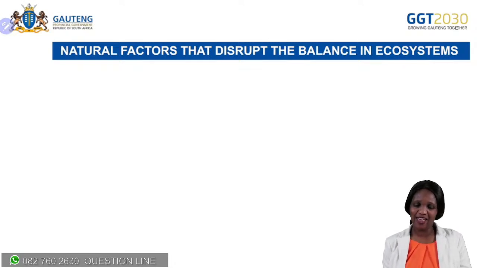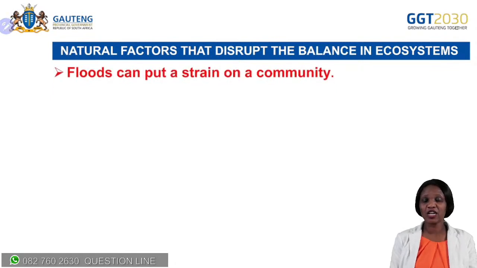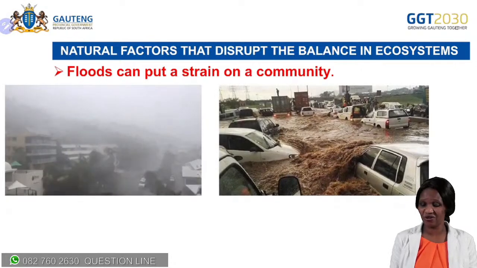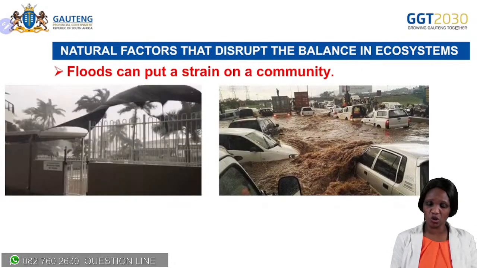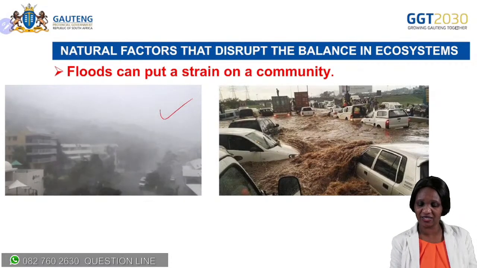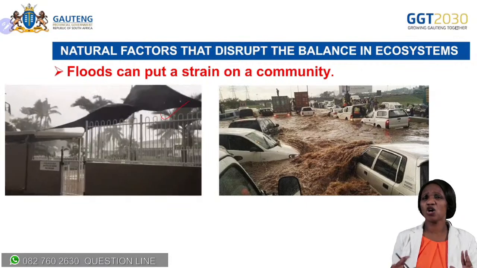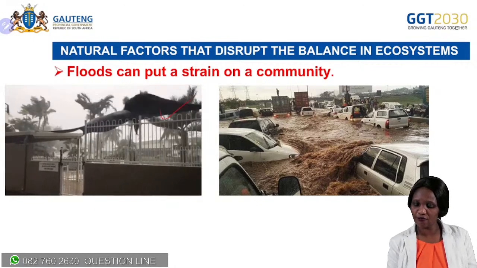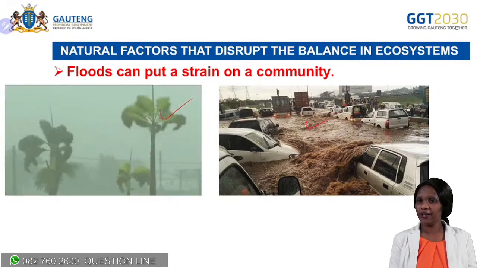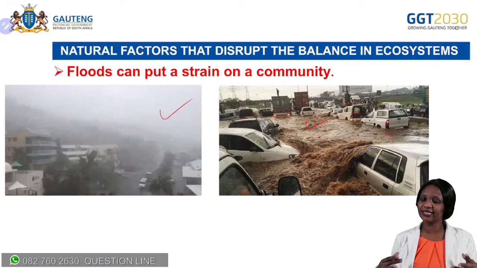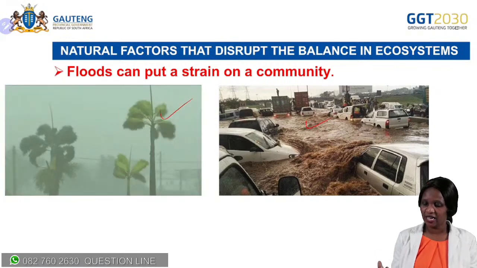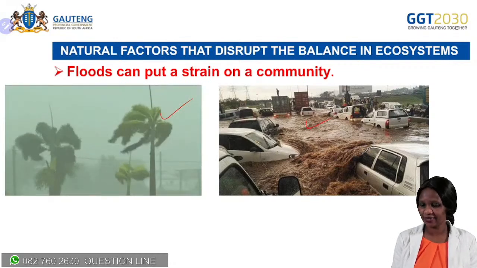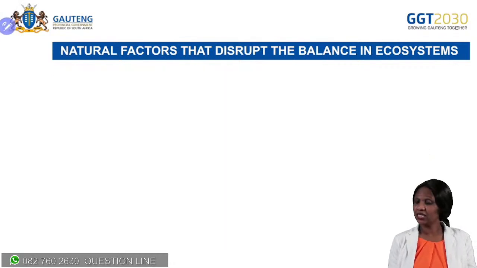And then floods can put a strain on the community. They destroy a lot of things. For example, let's look at the cyclone. You can tell this is a cyclone because there's a lot of wind and a lot of rains. And then we've got floods on the other picture here. You can see a city is now flooded. The cars are being swept away because of the floods. That is very bad.